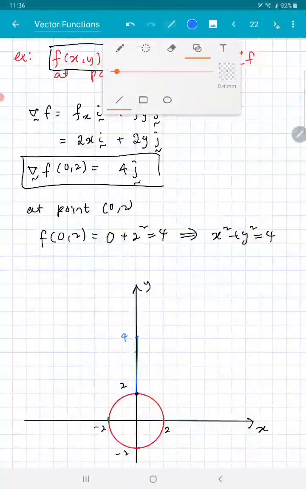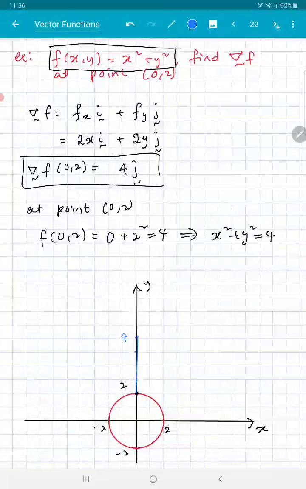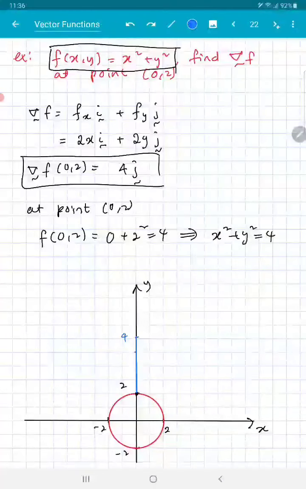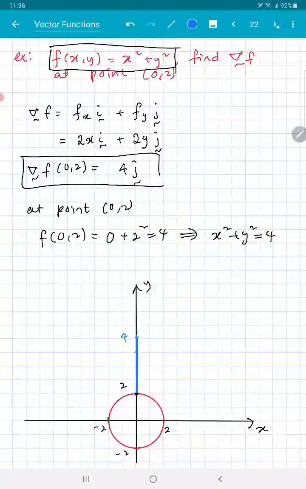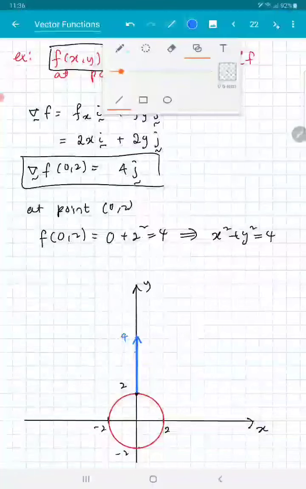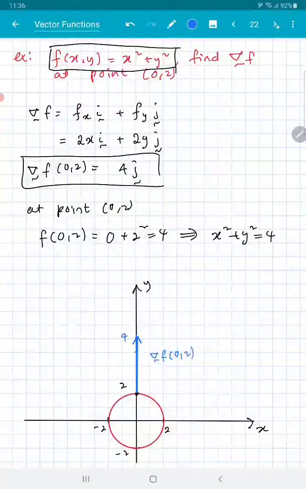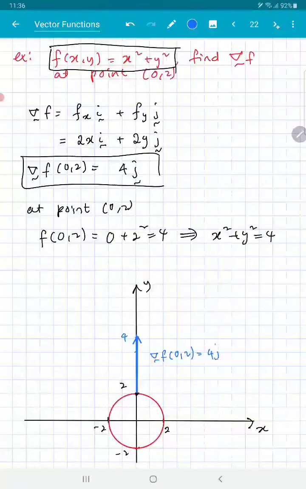Let me make it a bit thicker. So we have a vector from point 0, 2 pointing upwards like so. This is the gradient of f at point 0, 2, which is equal to 4j. From point 0, 2, you move 4 units upwards. What does it represent actually?